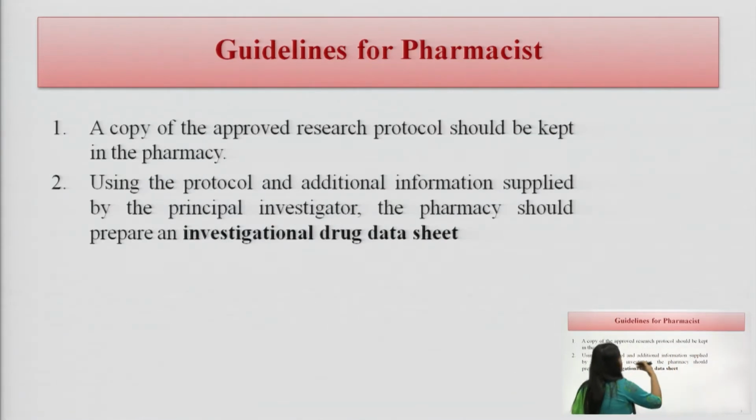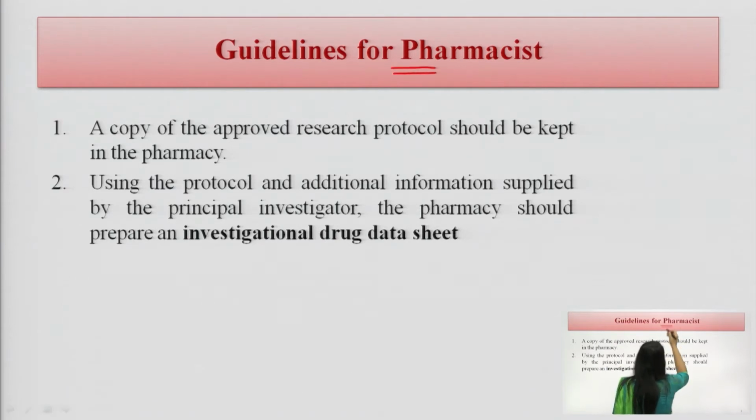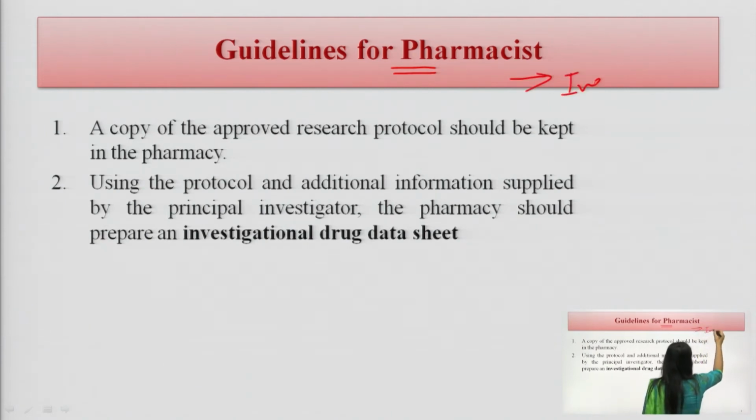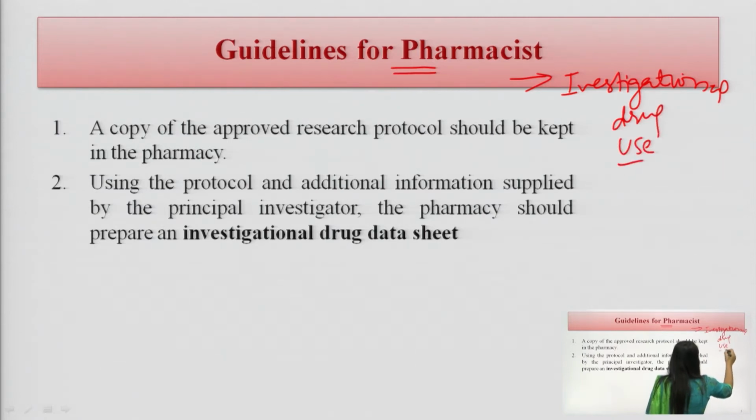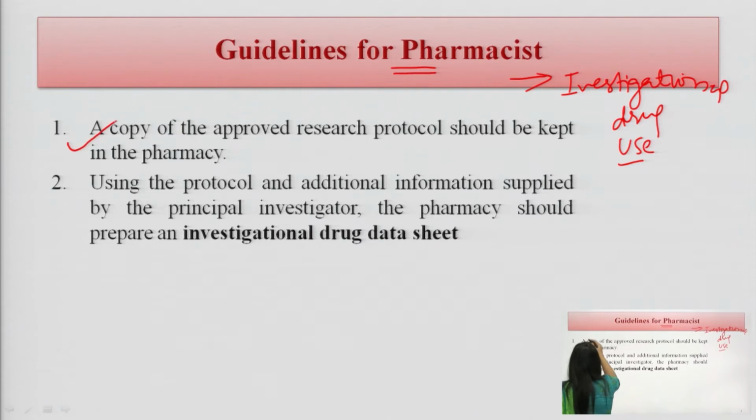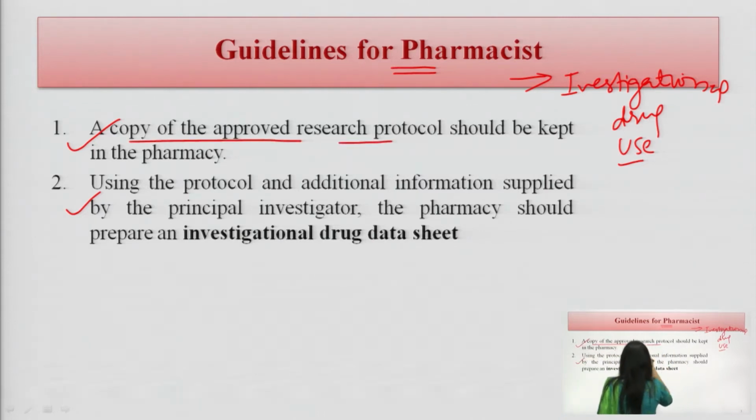Now, what are the guidelines for pharmacists? There are some guidelines given for when a pharmacist participates in investigational research, investigational drug use. So what are the guidelines? Point number 1, a copy of the approved research protocol should be kept in the pharmacy. This is guideline number 1.